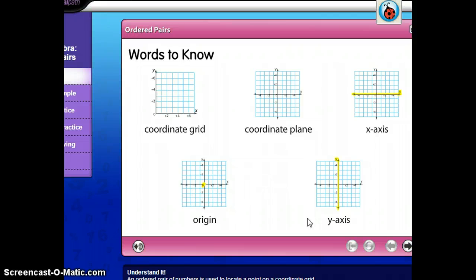Sometimes you will see them label their x-axis and their y-axis as they have here. Your origin is the center point of everything, 0, 0. Your origin is right dead in the center, like a bullseye, 0, 0.